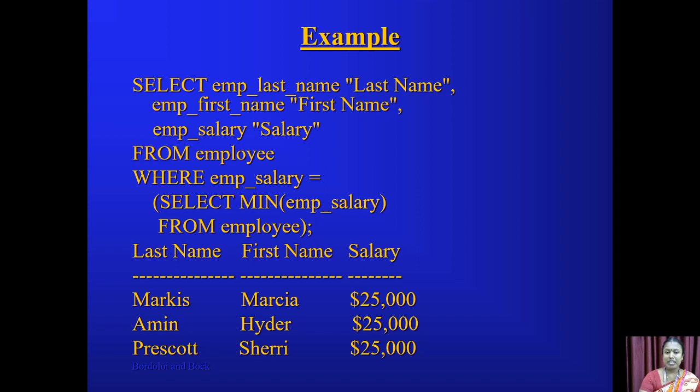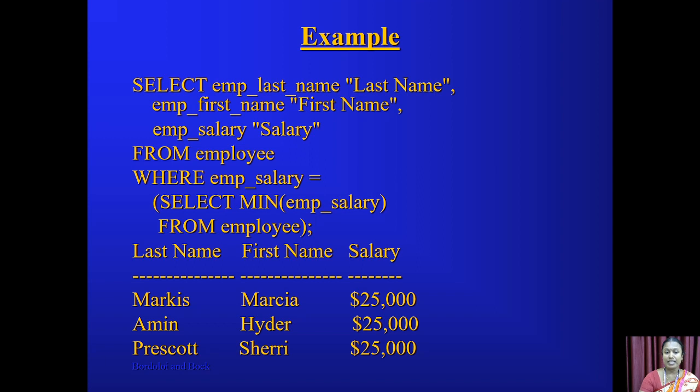First, in this query, execute the innermost query: select min of EMP_salary from the employee. This query evaluates, from the employee table, the minimum salary value. That value alone is returned as the result of that query. In my table, I have the value 25,000 as the minimum salary. So that value is the result of the innermost query.